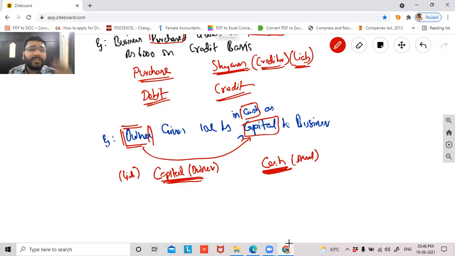Tell me guys, cash is an asset. Which account will we look up to? Are you getting the flavor of income, expense, gain, loss from the cash? No. So you will not go up to nominal rule. So cash is asset, therefore you will go up to the real account and get the rule. The rule of real account is what? Debit what comes in, credit what goes out.